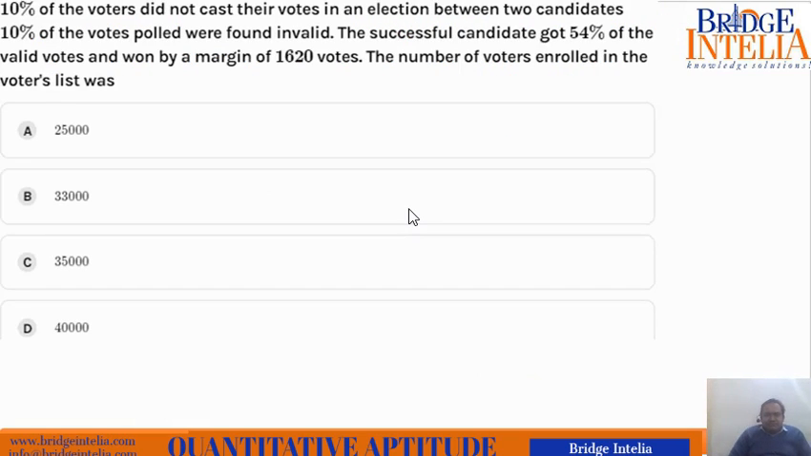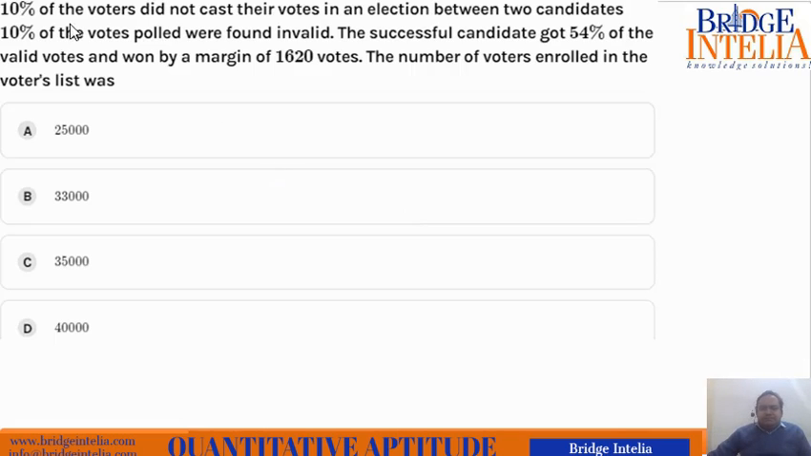Let's say this question. 10% of the voters did not cast their vote in an election between two candidates. So only two candidates are there in an election. So 10% voters did not cast their votes. 10% of the votes polled were found invalid. Okay, the successful candidate got 54% of the valid votes and won by a margin of 1620 votes. The number of voters enrolled in the voter list was equal to what?